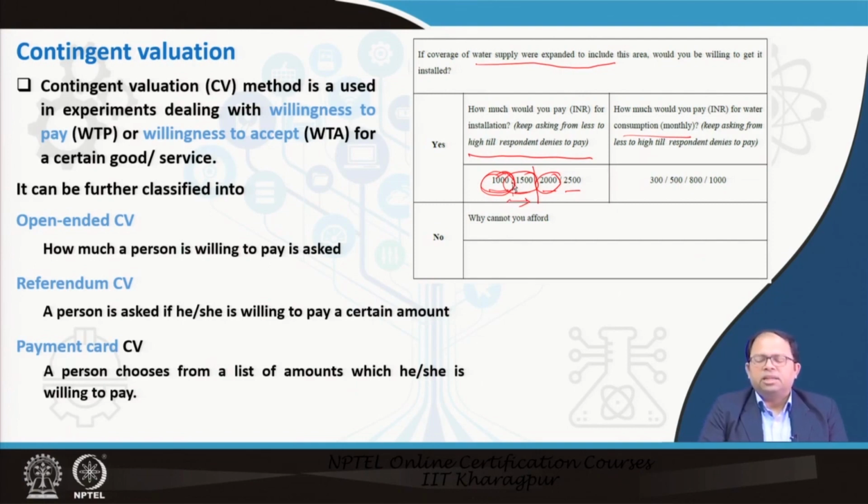Along with this kind of question, we can also ask the reason why a person is not willing to or cannot afford this kind of value, which could be very important. So we can add other questions also in this kind of study.